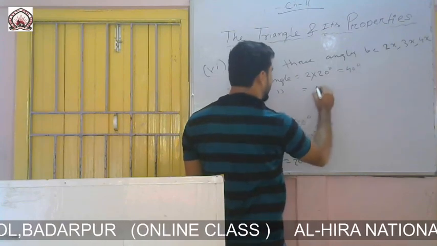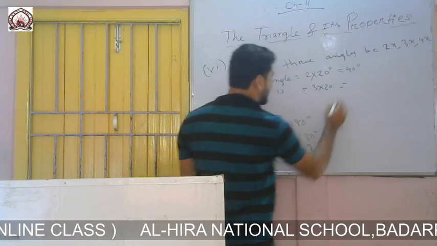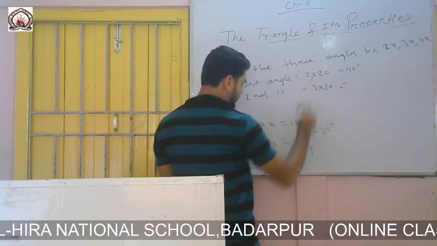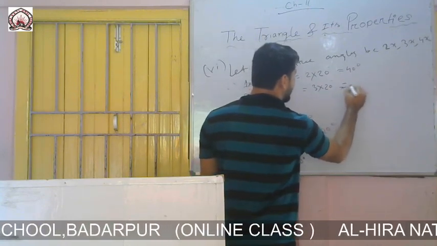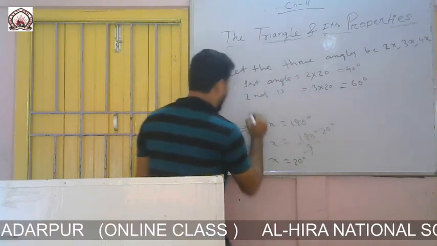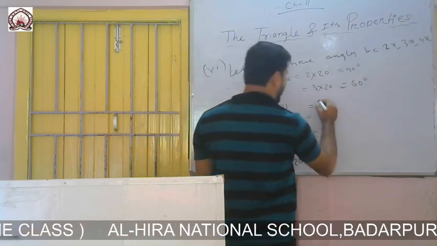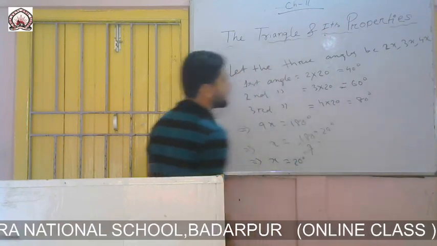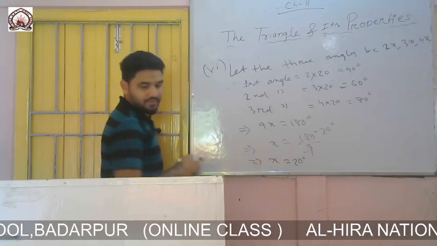And the next angle, we have let it thrice x, that means 3 into value of x, 20. Then we will get 3 into 2, that means 60 degree. And third angle will be 4 into 20, that means we will get 80 degree. So this is the answer.